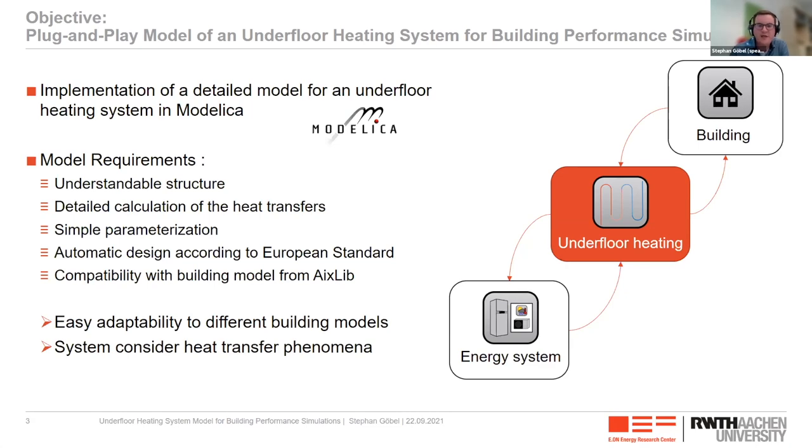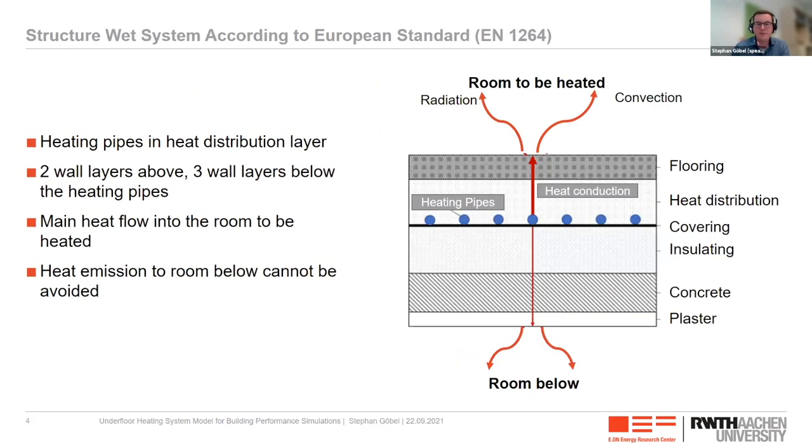How does an underfloor heating system according to the European standard look? It can be seen that the wall is divided into several layers, and the heat flows from the pipes through these layers. On the top, we have the flooring layer, which is carpet or tiles or something like this. Underneath, we have the heat distribution layer, which is usually made of screed. In this layer, our heating pipes lie on a covering layer, usually mounted on plastic brackets.